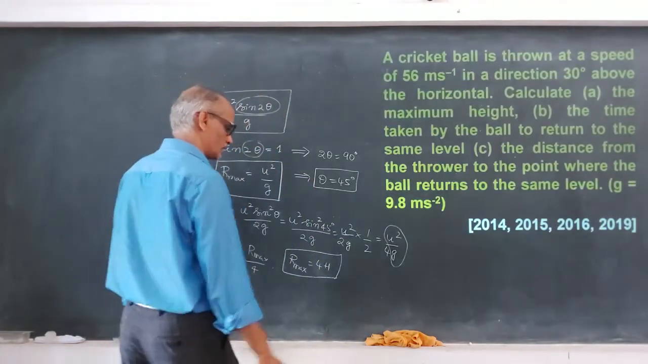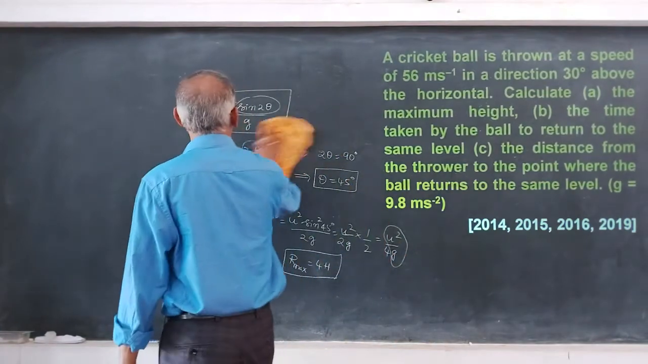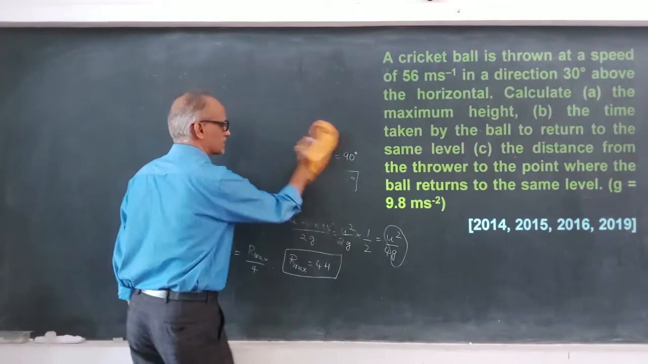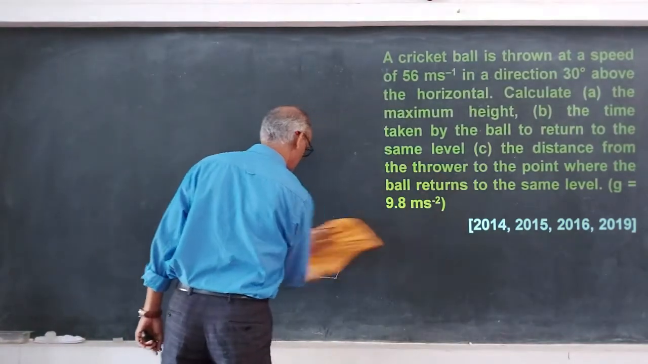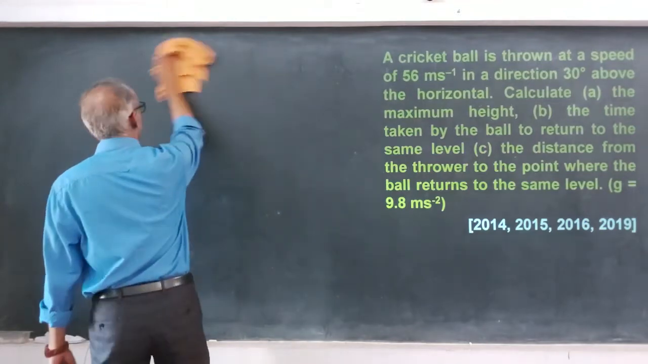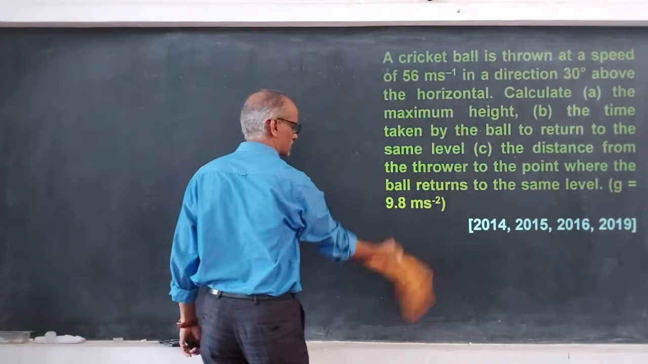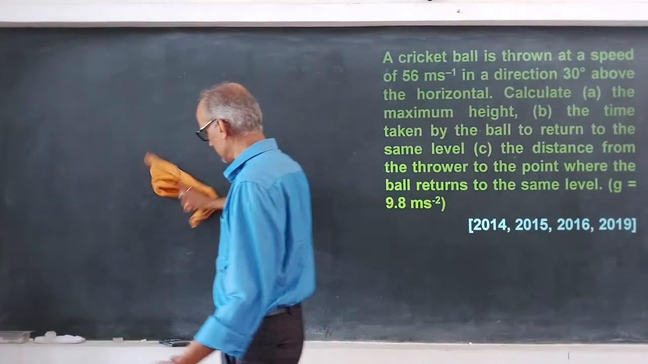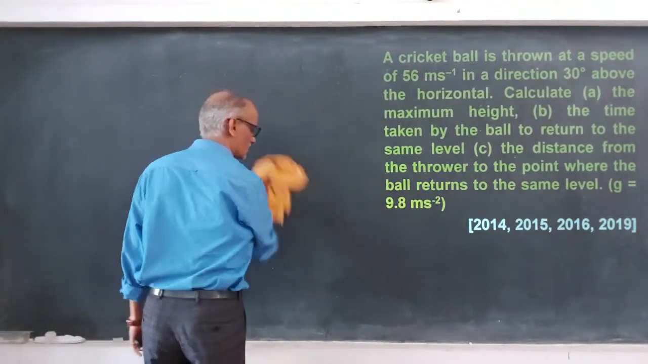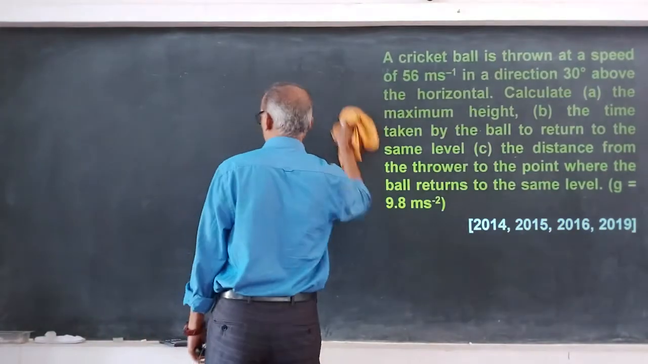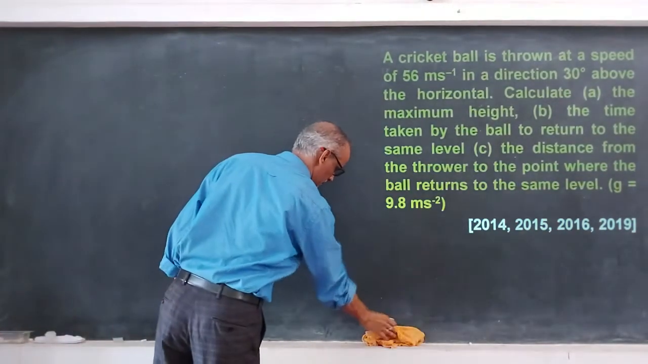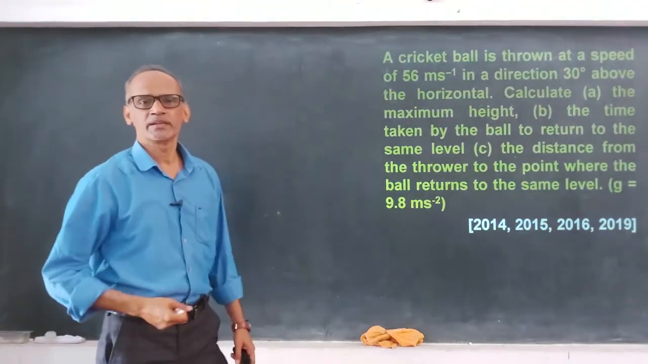So let's try one numerical, and you can see this question has appeared 4 times in the examination, and they may change the data, they may change the values, but the problem remains the same. Instead of 30 degree, they may give 45 degree. Instead of initial velocity 20 meter per second, they may give some other value. So they may change the values, but the main numerical remains the same.